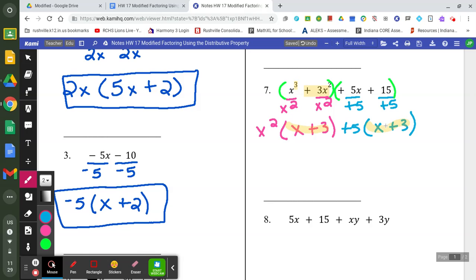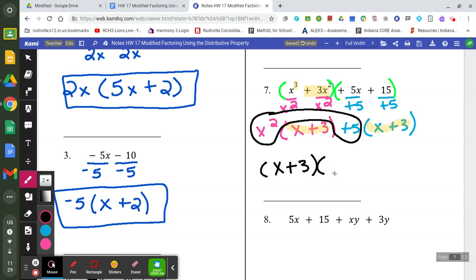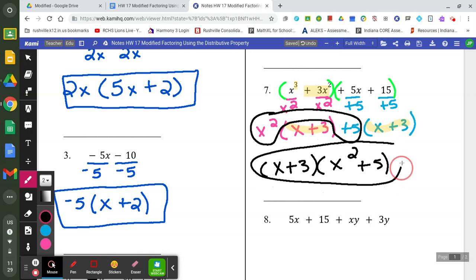Those have to match. So then when we write our answer, it has to be everything that's in those parentheses that match, but you write it just one time. And then the next parenthesis is everything that's left over. So this x squared plus this 5 are left over. That's what goes in this parenthesis. And so my answer is the quantity x plus 3 times the quantity x squared plus 5. And those could be in the other order if you want them to be. The answer would still be right.